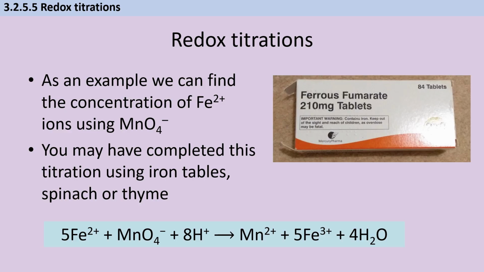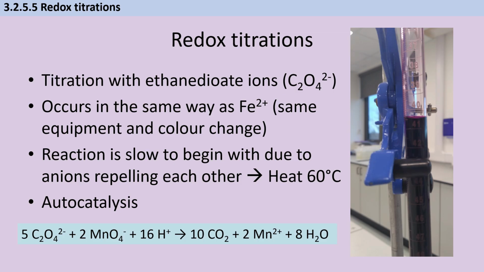Manganate ions are regularly used to identify the concentration of iron in products such as iron tablets, but also vegetables like spinach or thyme. We can also use manganate ions in order to identify the concentration of ethanedioate ions. This occurs in the same way as with the iron 2+, so we have that same colour change where we start off with a colourless solution, and then when the potassium permanganate is in excess, it stays purple.